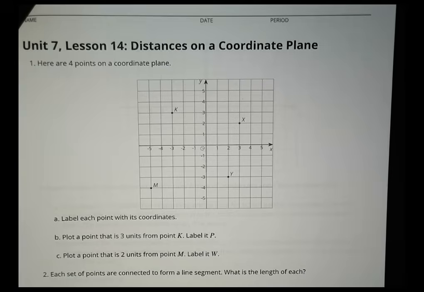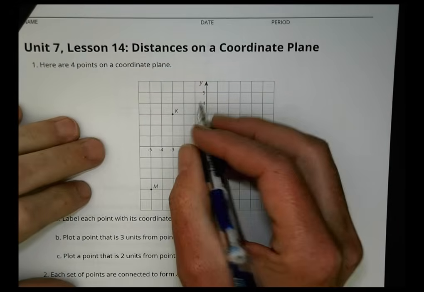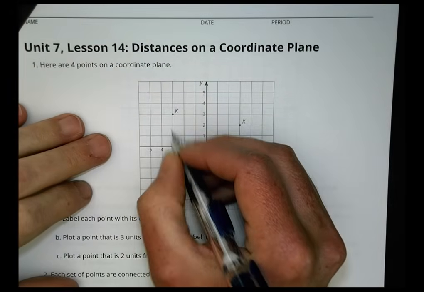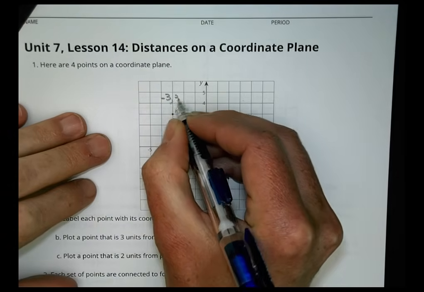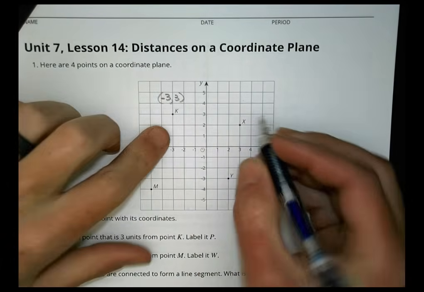Okay, homework time for Math 6, Unit 7, Lesson 14. Here are 4 points on a coordinate plane. Label each point with its coordinates. Okay, so first of all, let's label them. We'll start here. We have negative 3 and 3. So we have negative 3 is the x value, and 3 for the y value for K.